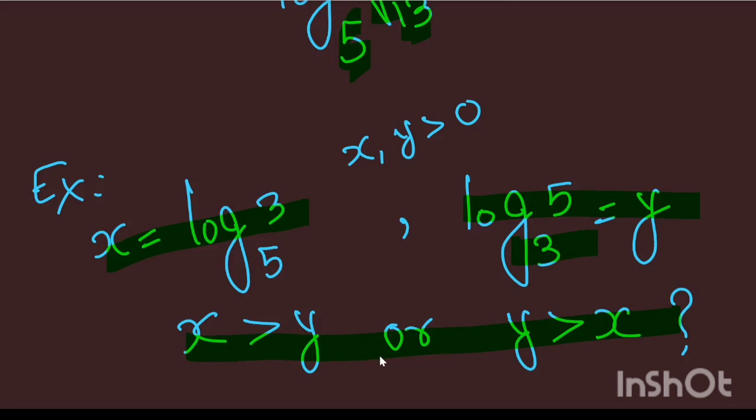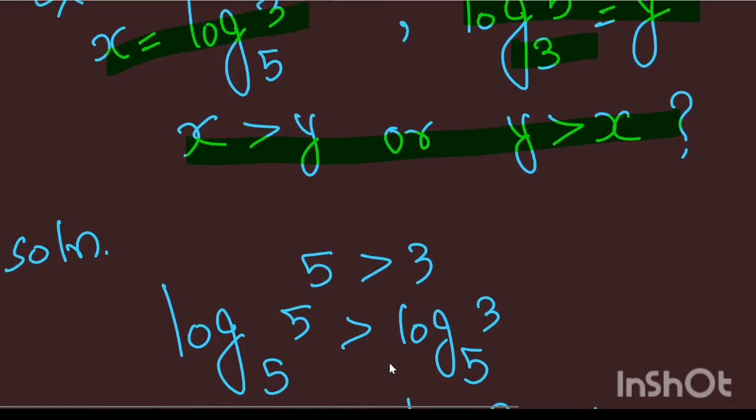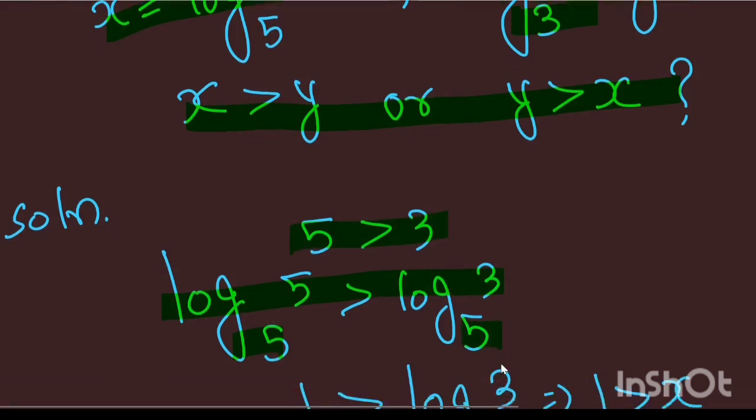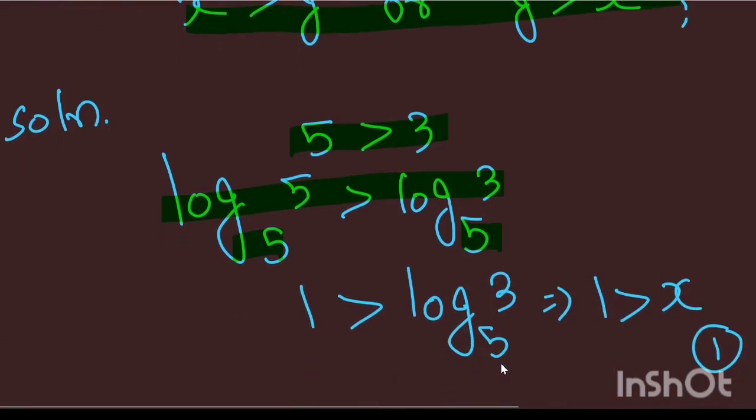So the thing is, sometimes we can establish it like this. 3 and 5 are given, so we can establish an inequality using 5 and 3. We start with 5 is greater than 3, so we take log base 5 on both sides. The sign of inequality won't change, because the base is greater than 1. So log 5 base 5 is 1, this is x, so we got 1 is greater than x, or x is lesser than 1. This is first.